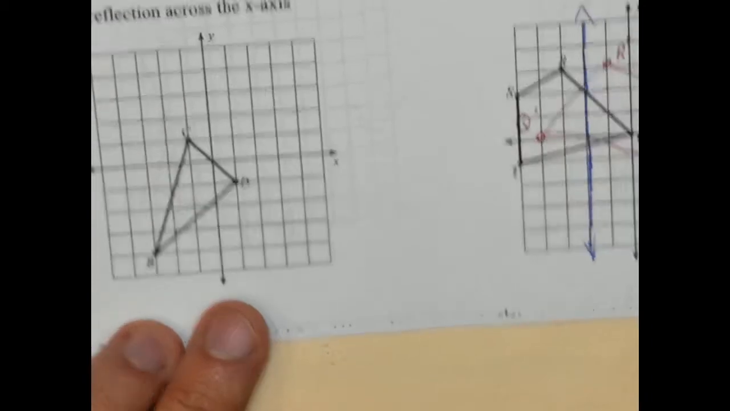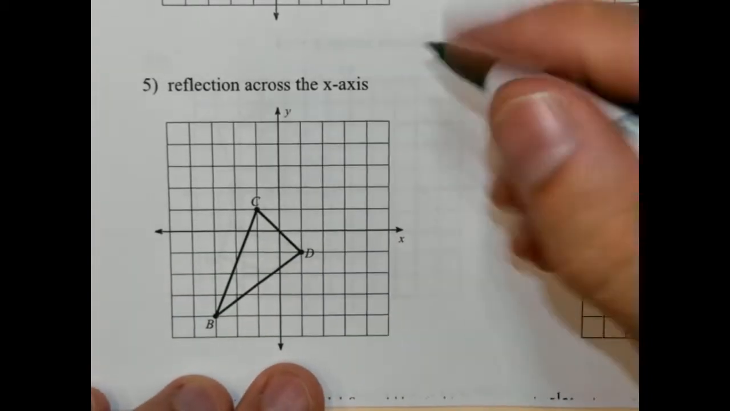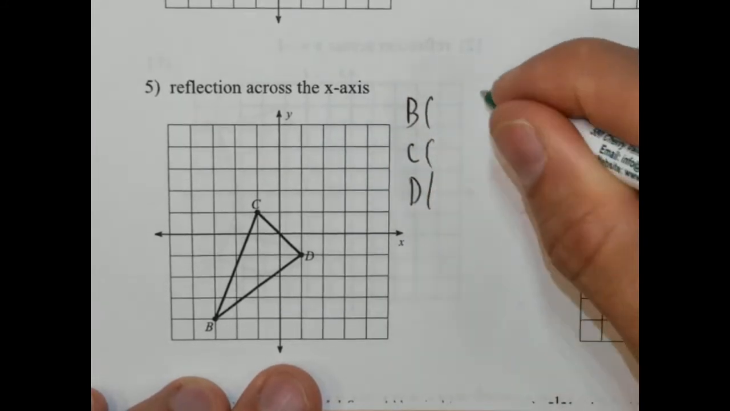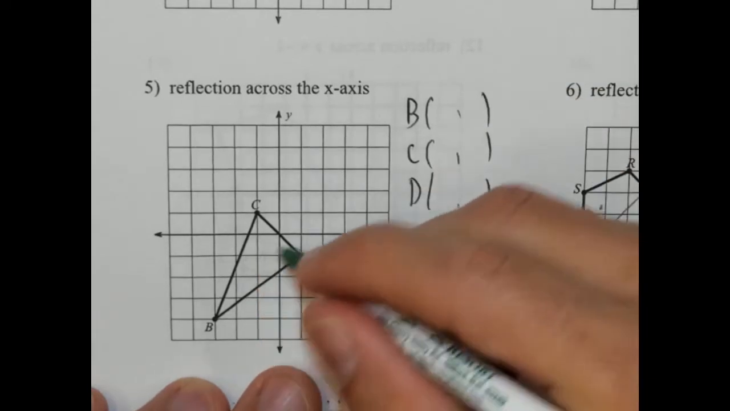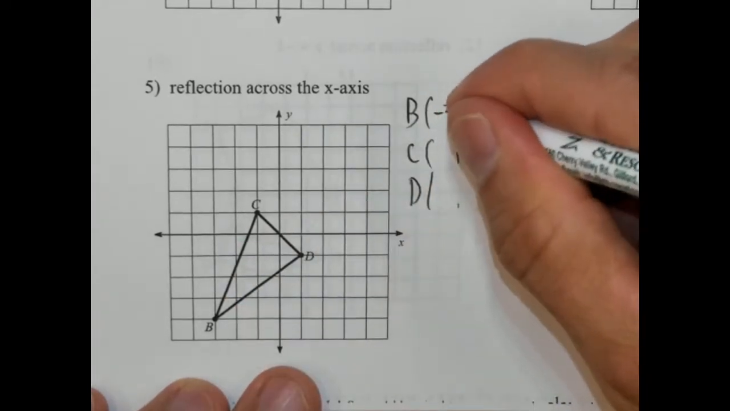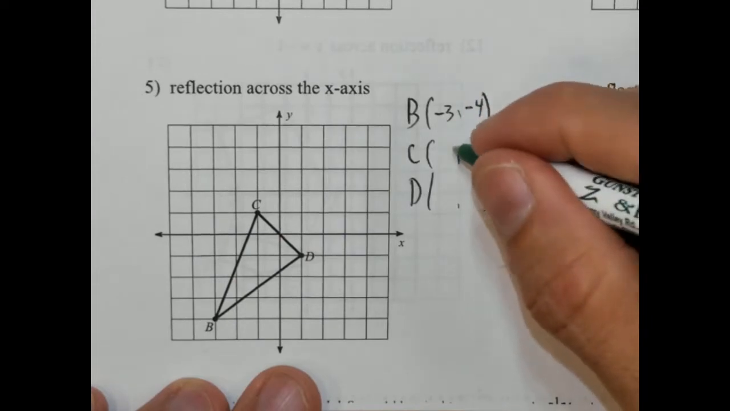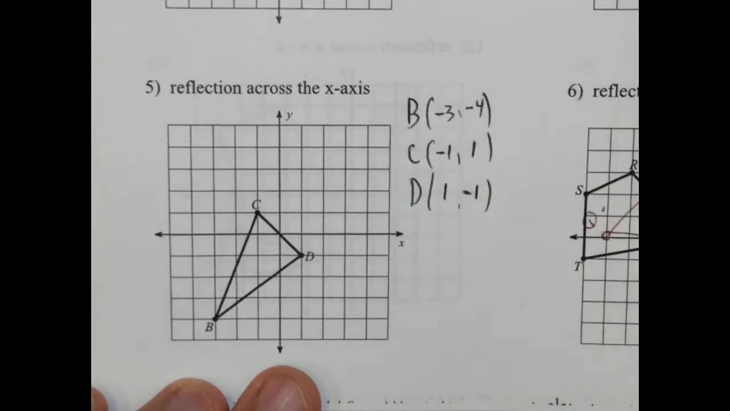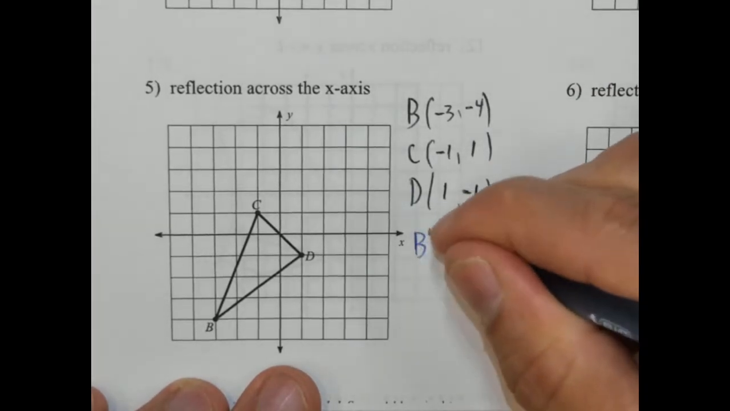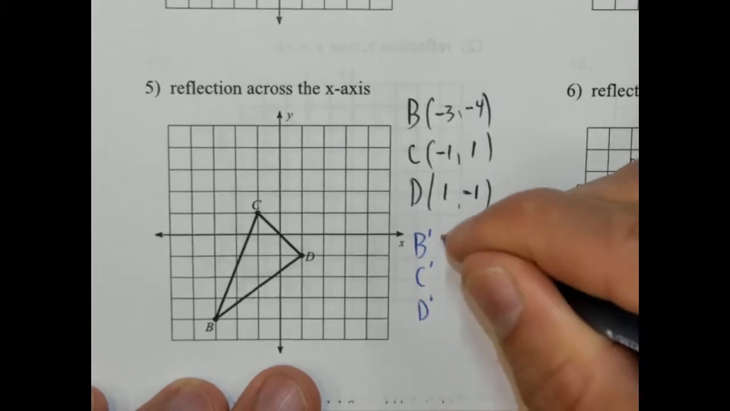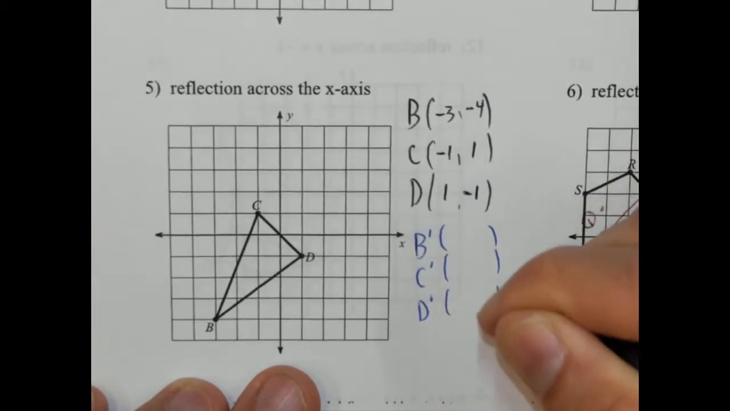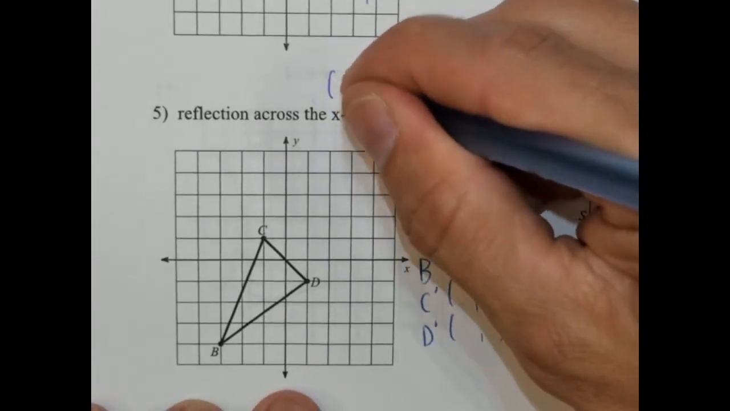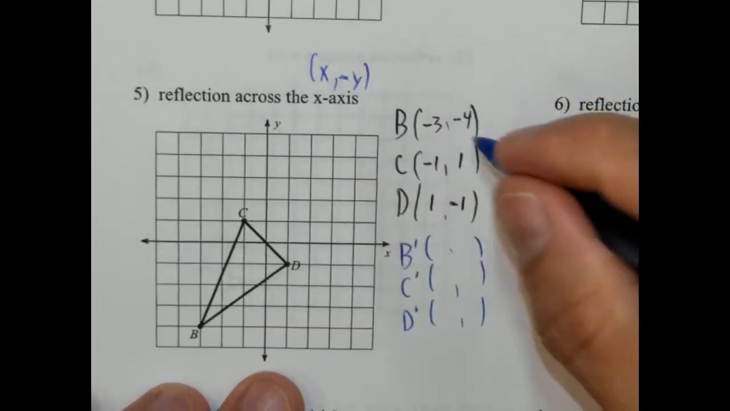All right, so next one. We're going to reflect across the x-axis. So let's write the points here. So B, C, D. B is going to be -3, -4. C is going to be -1, 1. D is going to be 1, -1. And then we're going to go ahead and write the image here. So B prime, x-axis. So let's go ahead and write the rule here. So it's going to become x opposite y. So we change the signs of the y values.